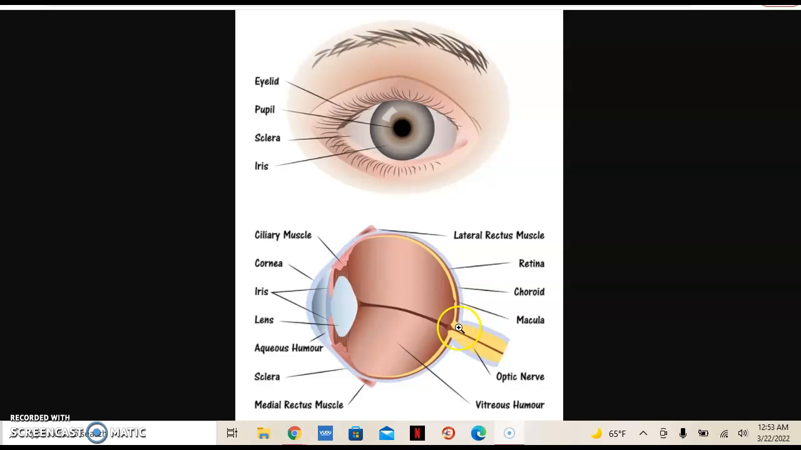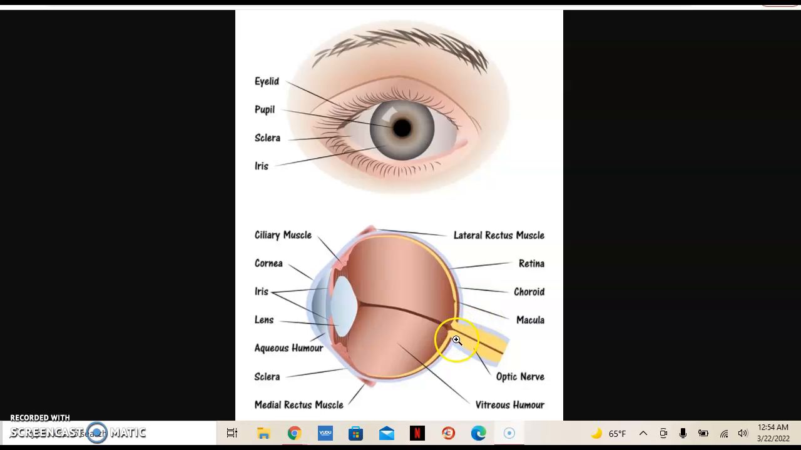The macula, which is this yellow portion here along the back rim of the eye. The macula controls the central vision of the eye and provides the ability to read, see people, and detail of images. It is responsible for central vision of what is directly in the center of your vision.